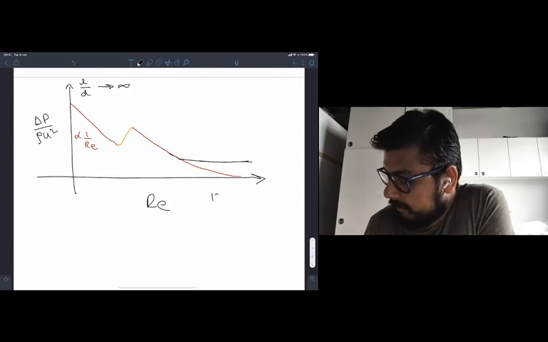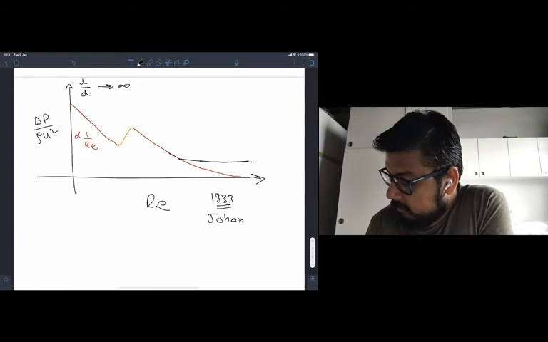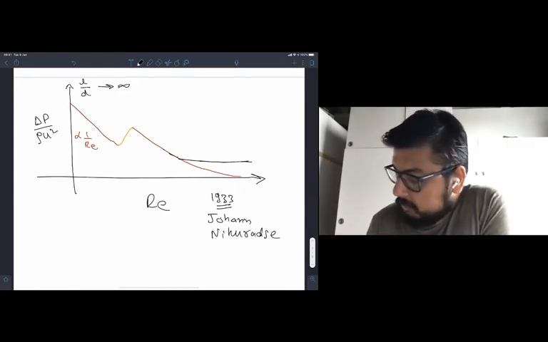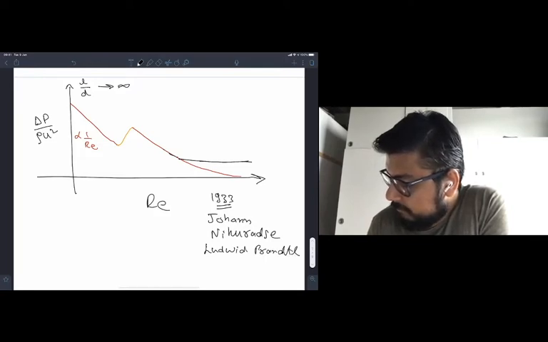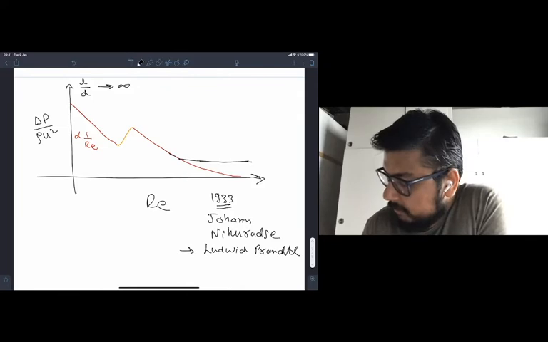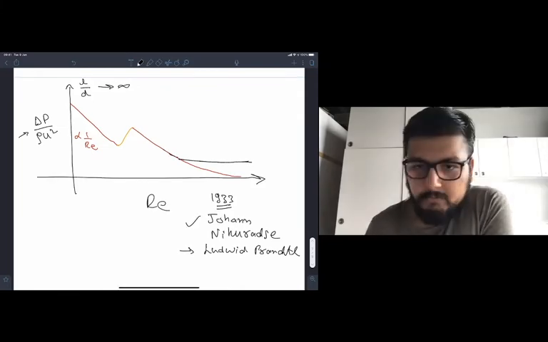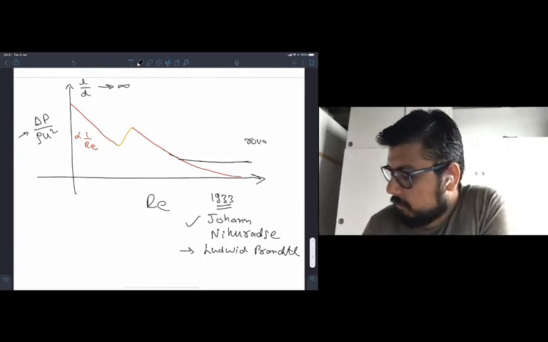And it was only in 1933 that Johann Nikuradse, who was a PhD student of Ludwig Prandtl, found out that the reason why this pressure drop goes to a constant value at high Reynolds number is because of the roughness in pipes.